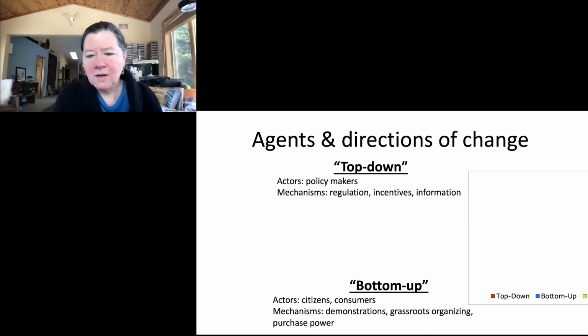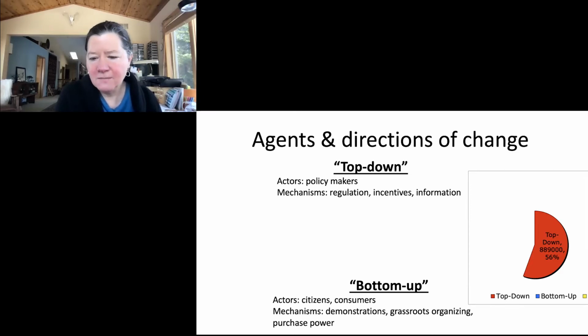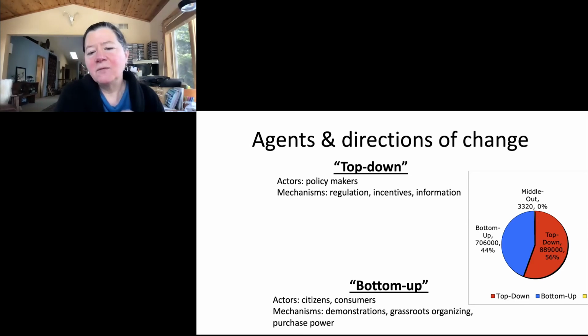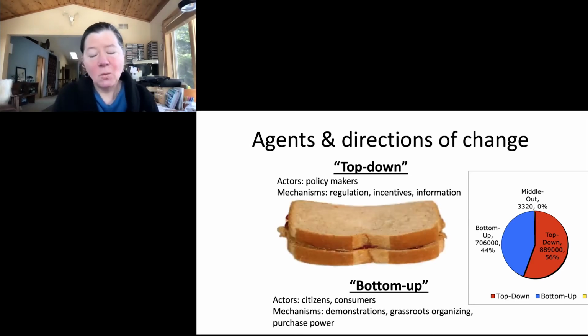Turns out that if you do a literature search, you find that top-down change is mentioned about 900,000 times. Bottom-up change is mentioned about 700,000 times. And there is a very small sliver of change from the middle out, which is about 3,000 mentions, but it equates to about 0%. And so if you put all these different types of changes together, what you get is kind of a sandwich that looks like a traditional peanut butter and jelly, where you have 2 thick slices of bread and then a little tiny bit of filling in the middle.